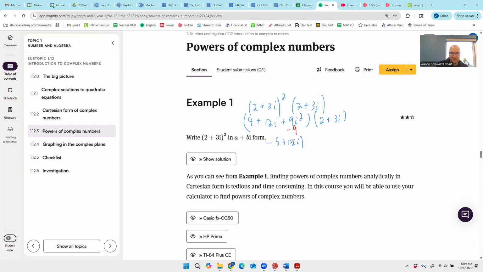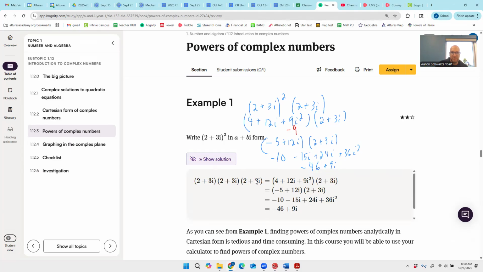-5 plus 12i times 2 plus 3i. -10 minus 15i plus 24i plus 36i squared. That gives -46 plus 9i. Let's check if I'm right. I believe I am. Yep.